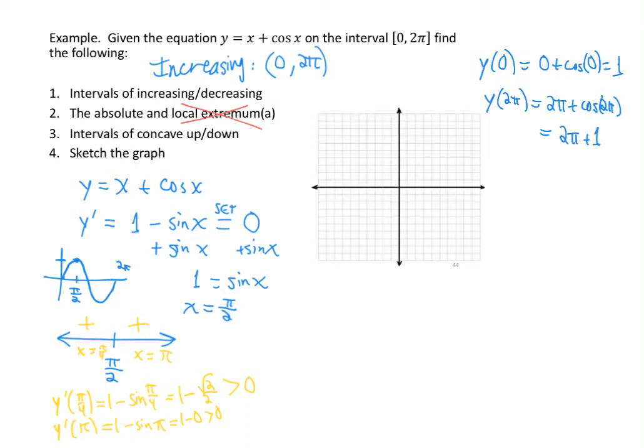We have then that our absolute max is 2 pi plus 1, and it happens at x equals 2 pi. And then our absolute minimum is 1, and it happens at x equals 0.